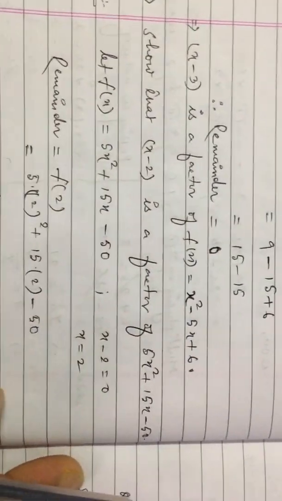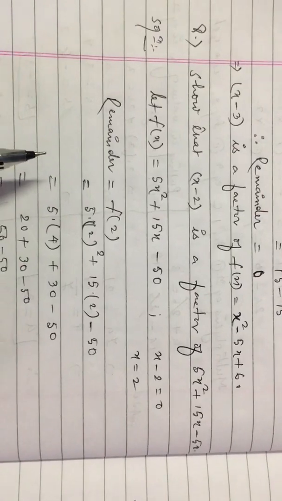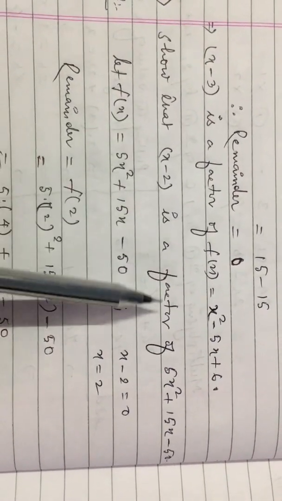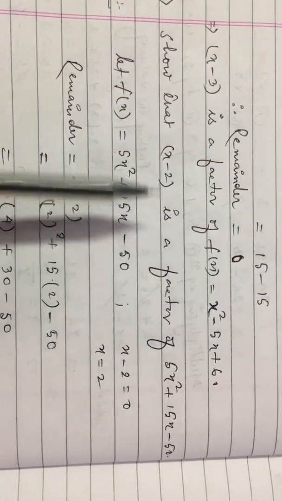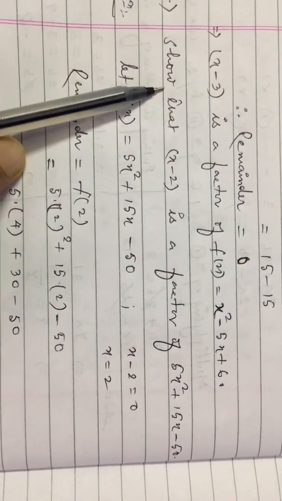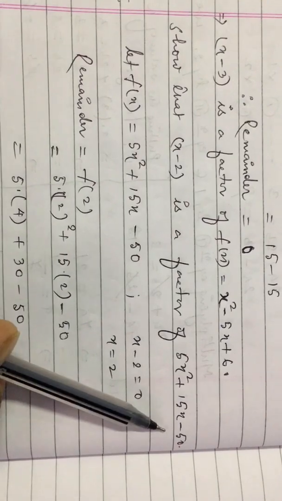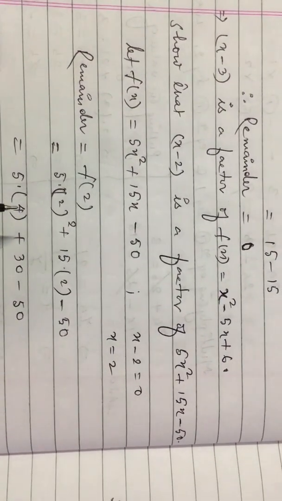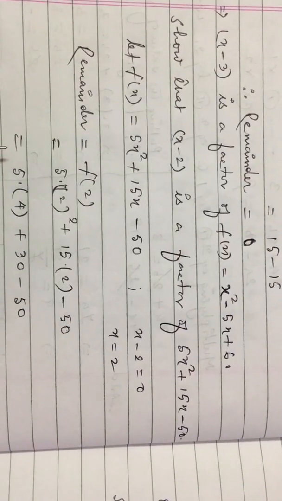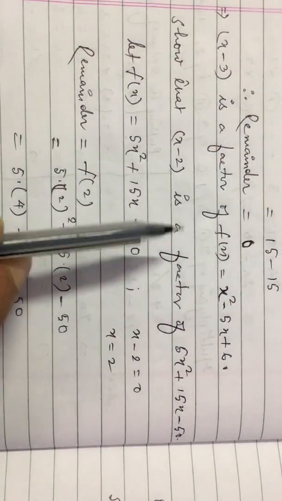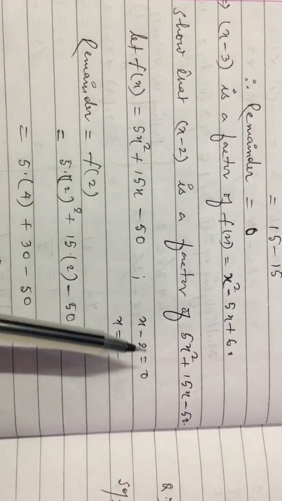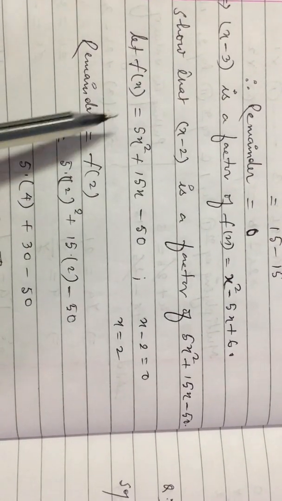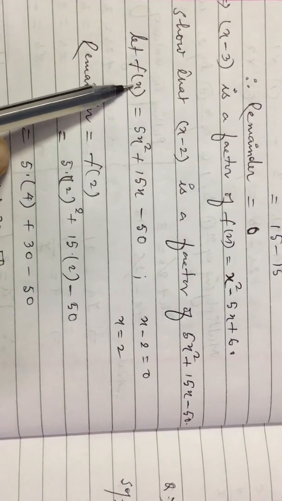Now see one more question. In this question it is written to show that x minus 2 is a factor of this polynomial. So try to find the remainder. For finding the remainder, either you can use the remainder theorem or you can use the long division method. So find the zero of x minus 2. x minus 2 is equal to 0, so x is equal to 2. So the remainder is equal to f(2).